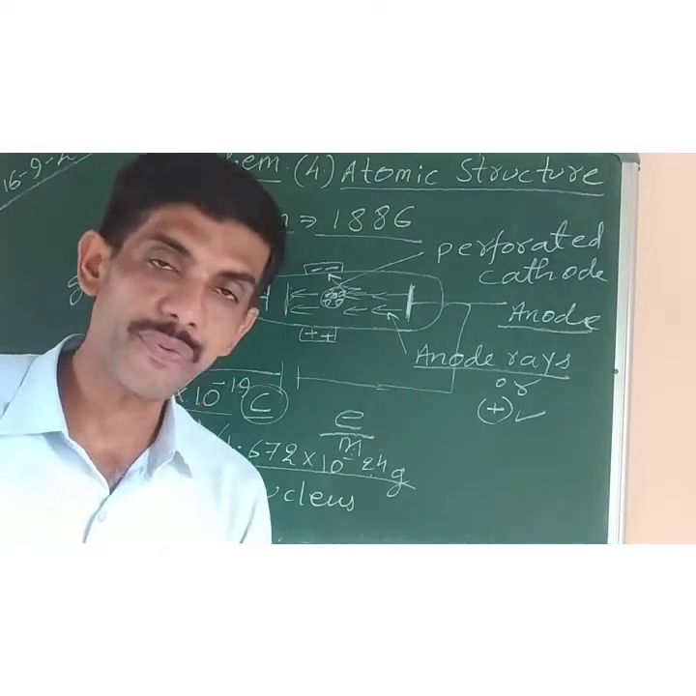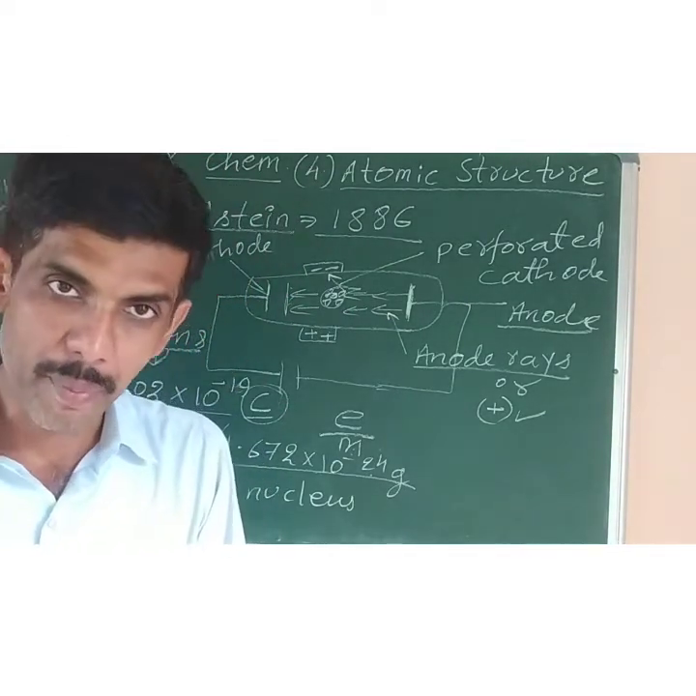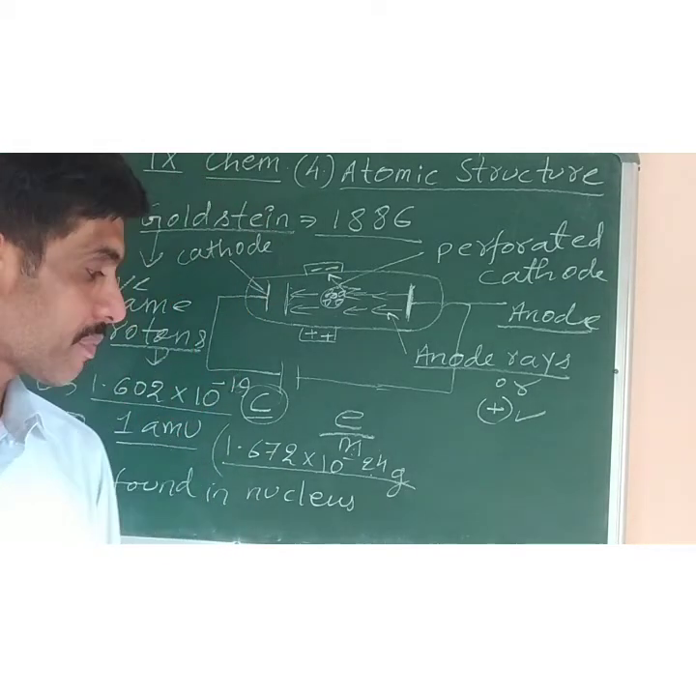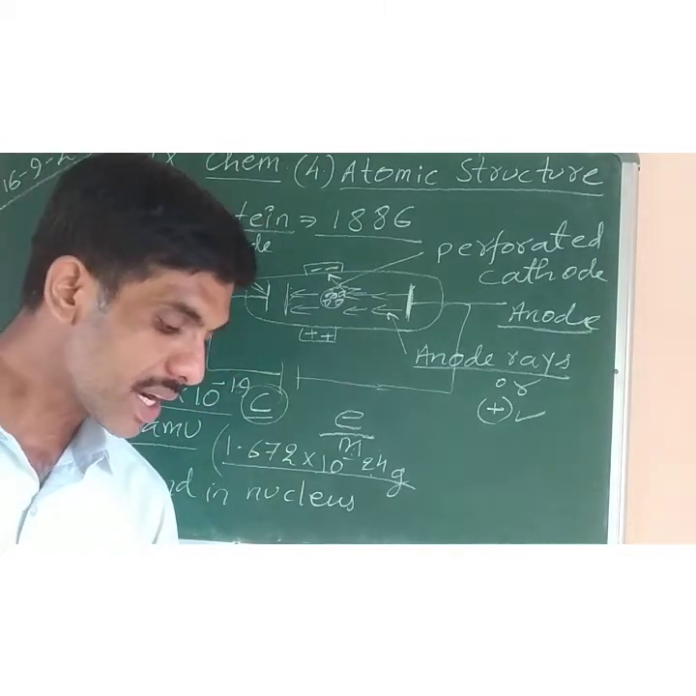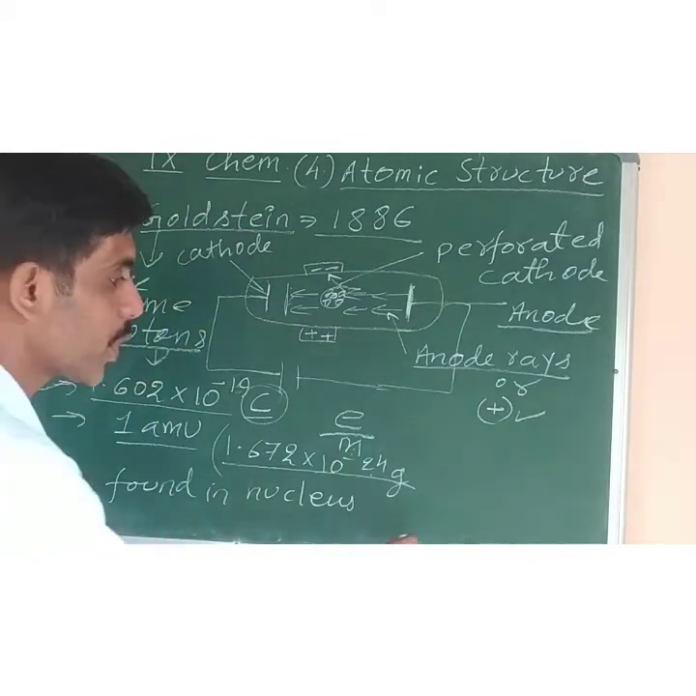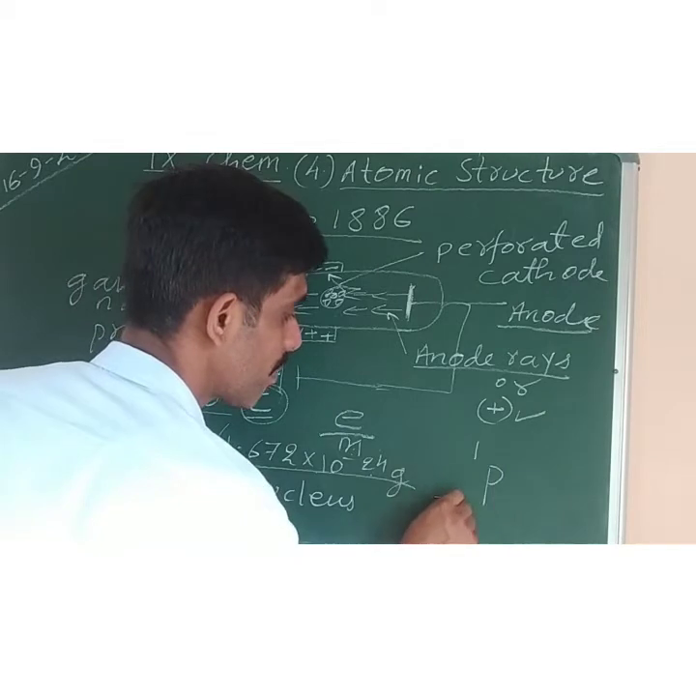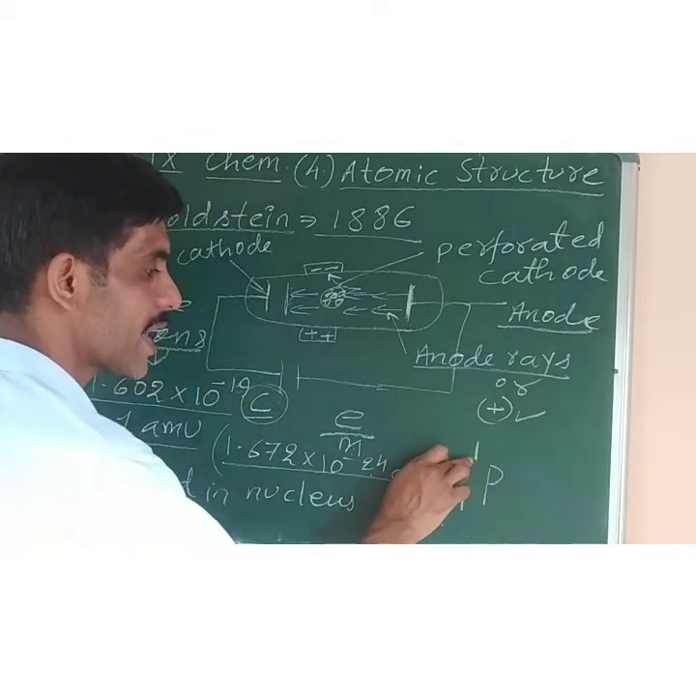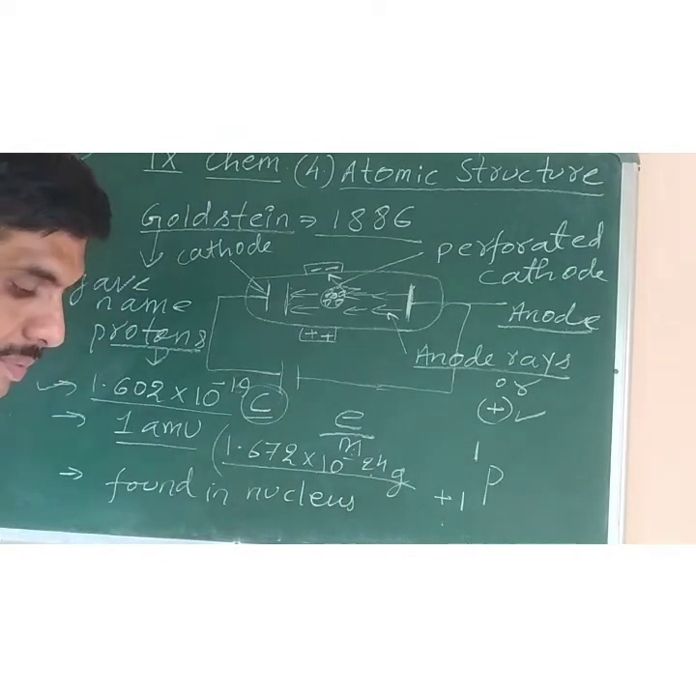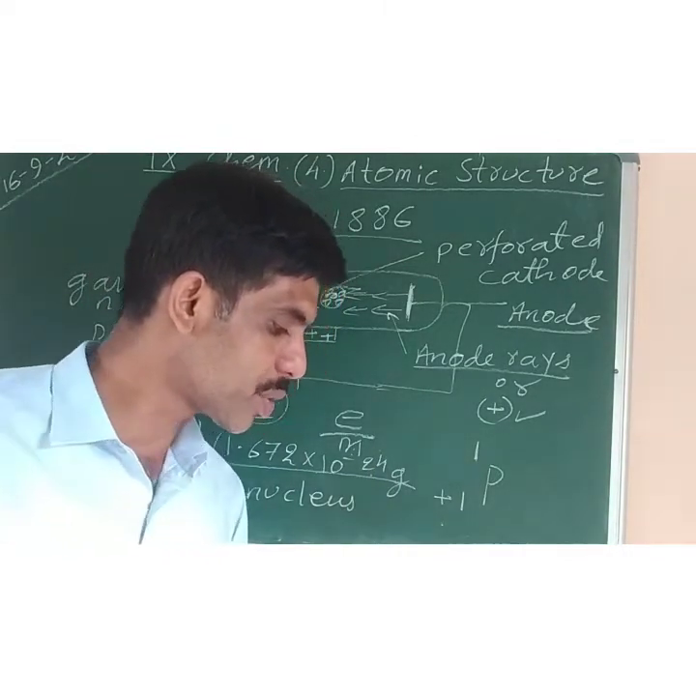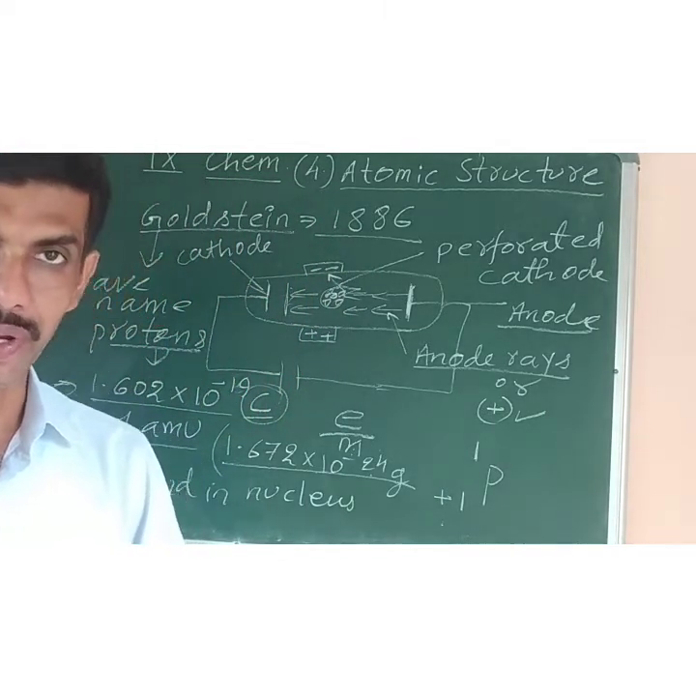So a proton is defined as a fundamental particle which carries one unit positive charge and has a mass nearly equal to that of one hydrogen atom. So we denote proton as P with charge plus 1 and mass also taken as one atomic mass unit. Now next we have the discovery of the neutron, Chadwick's experiment.